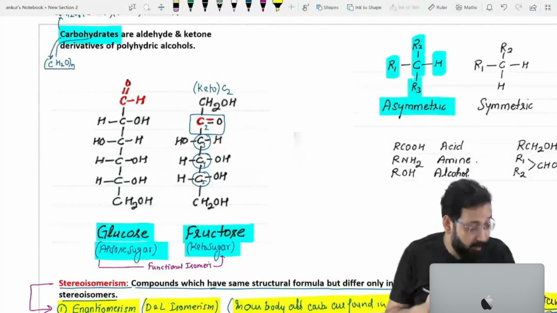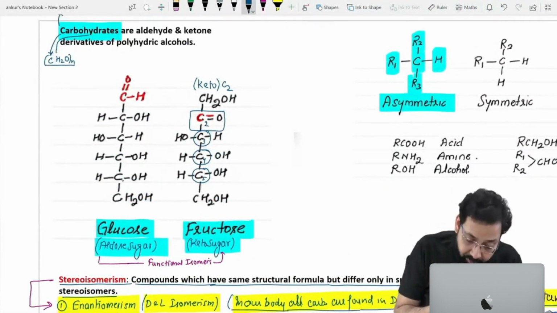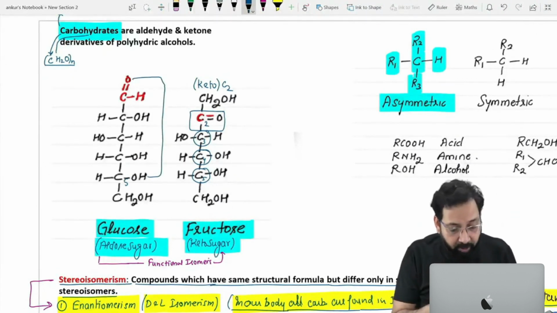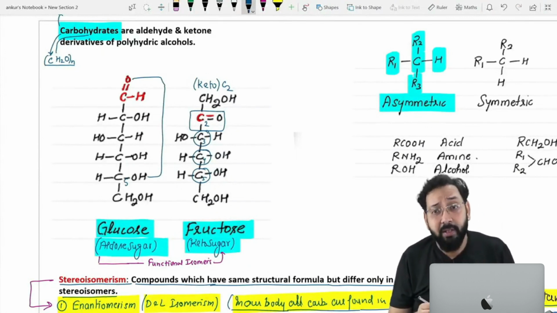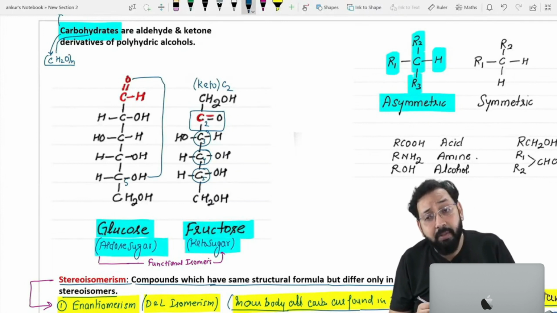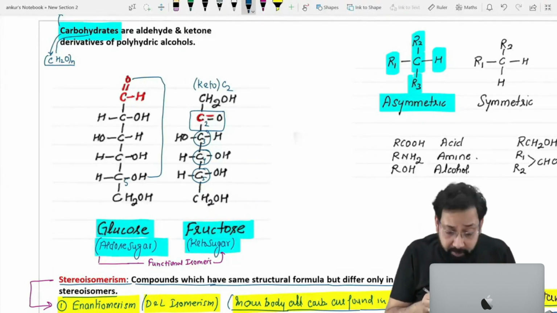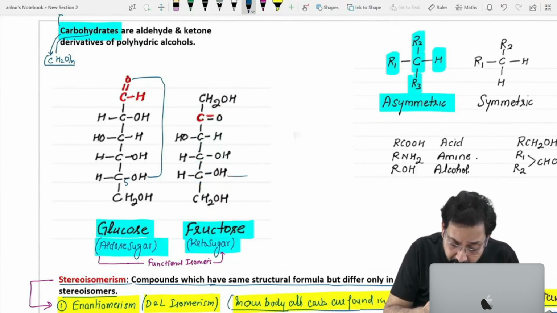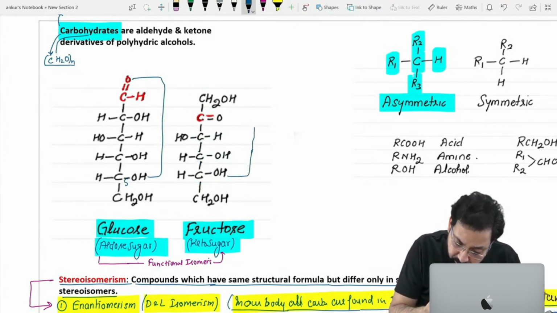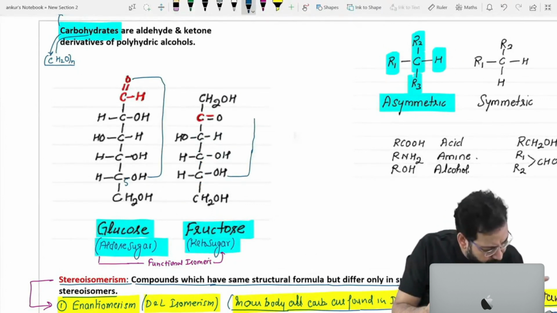When glucose acquires a cyclical structure, this C5 binds with this aldehyde. So the functional group of glucose is aldehyde. We found that the penultimate carbon binds with C1. But in fructose, the penultimate carbon will bind with the functional group. The functional group is present in fructose at C2.